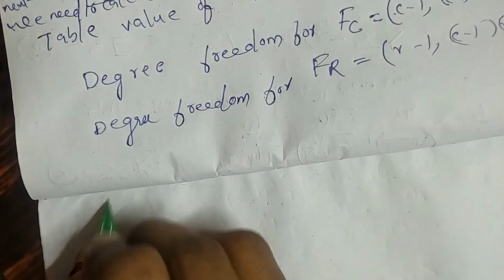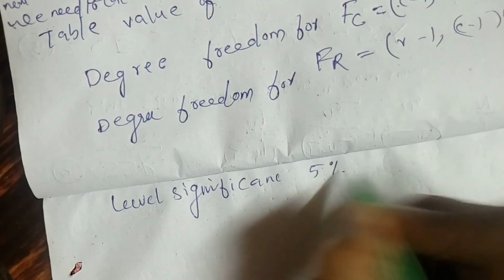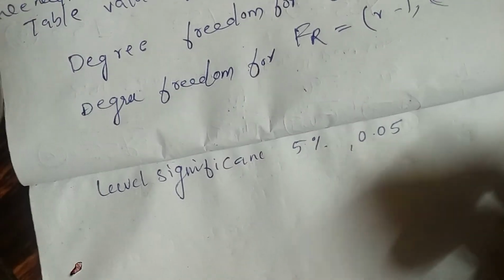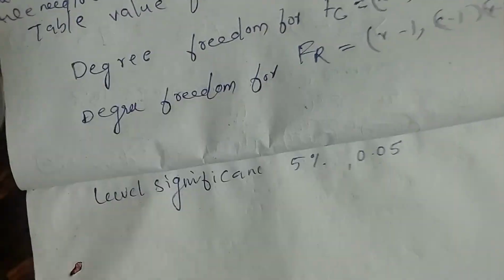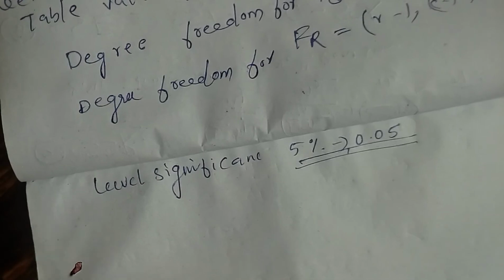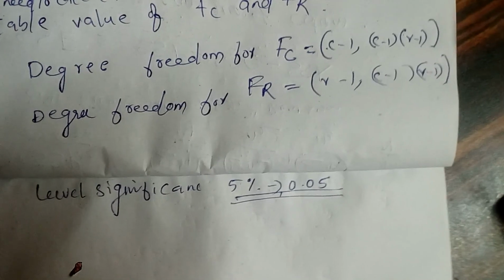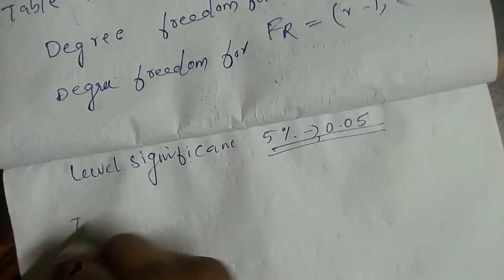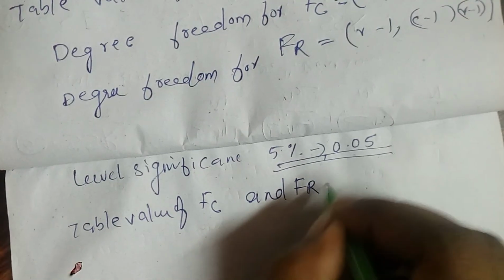Then you find the level of significance. You can take 5%, 0.05, otherwise, if the problem has given a value, you take that value. Otherwise, you can take 5%, which means 0.05 level of significance. Then, with the degrees of freedom of FC as C minus 1 comma C minus 1 into R minus 1, and corresponding to the level of significance, you find the table values of FC and FR.